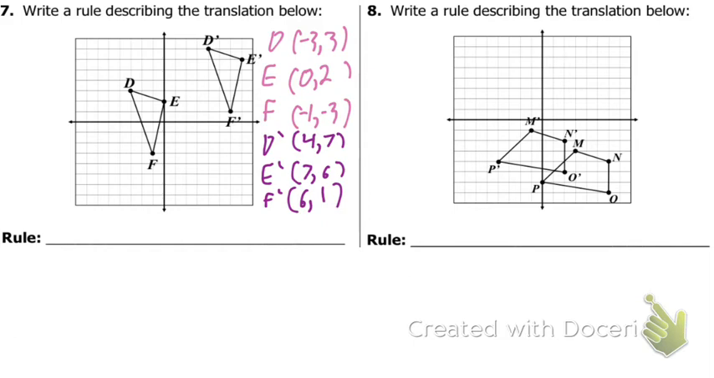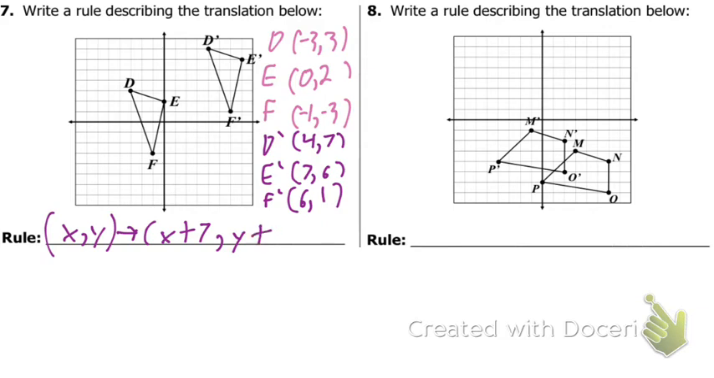Okay. We added 7. So if we're taking a rule, x, y becomes x plus what? 7, because we went 7 to the right. And we did something to our y. Now, if we look at the shape, do we notice the y goes up or down? Up. So we should be adding something.